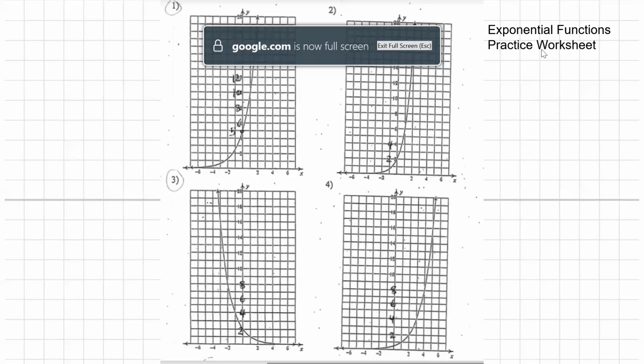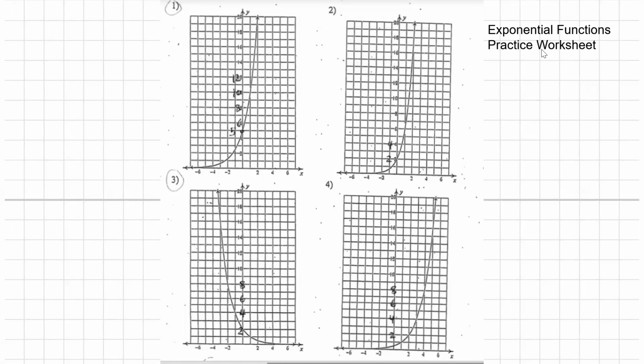So the first part of the worksheet, 1, 2, 3, I'm going to do some of these. Of course, I'm not going to do all of them with you, but I'll do one from each section to help you out, okay?